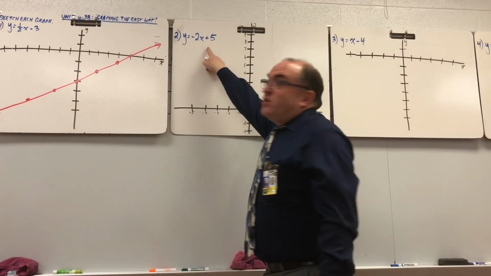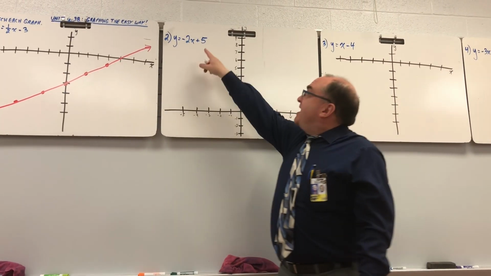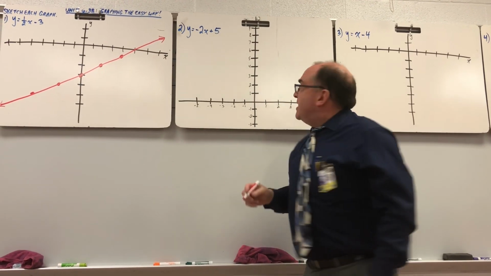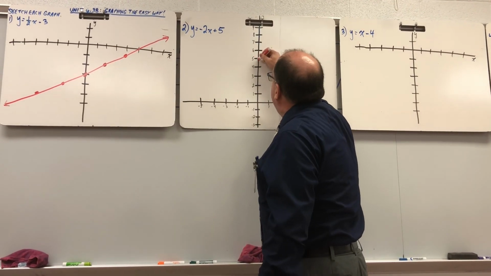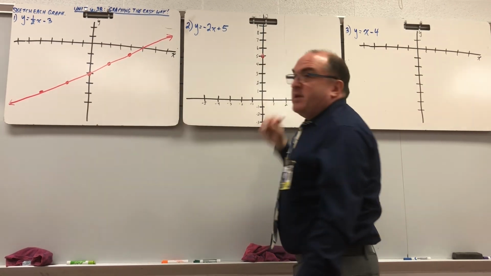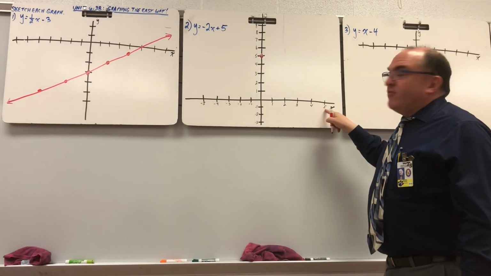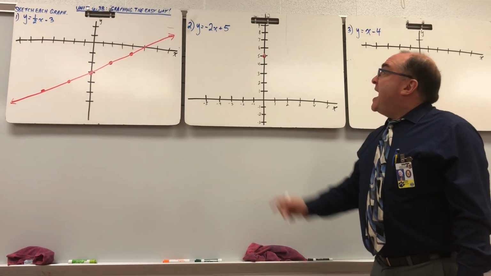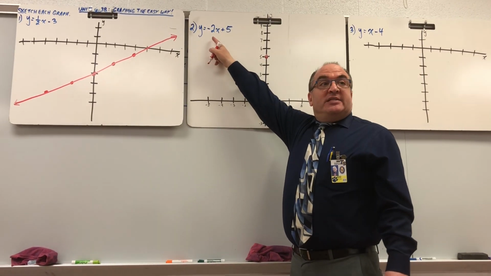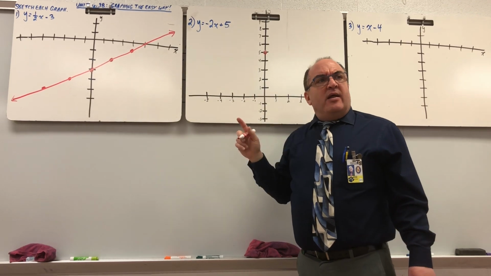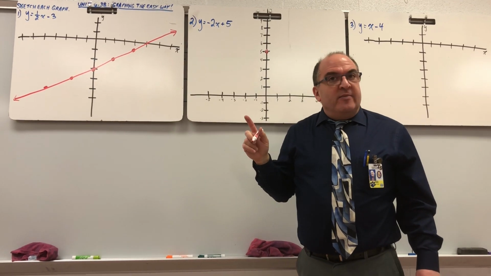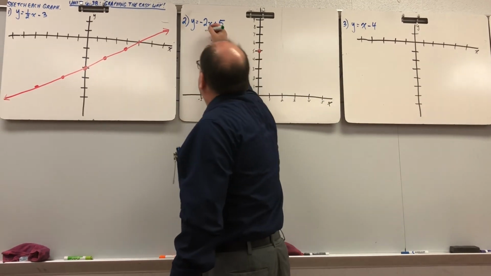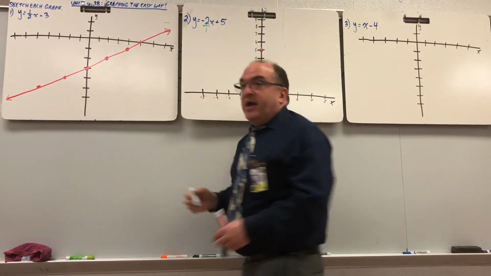y equals -2x plus 5. What's the intercept? 5. Put a big fat dot on 5 on the y-axis. The biggest mistake people make is they put 5 over here. No, it's always on the y-axis. Now, what's the slope? This is -2 over what? 1, right? Because -2 is the same as -2 over 1.